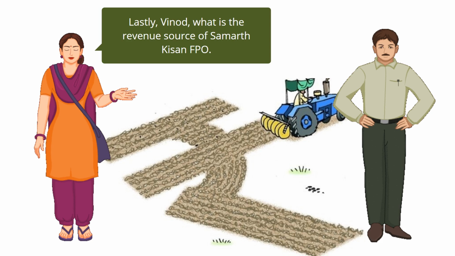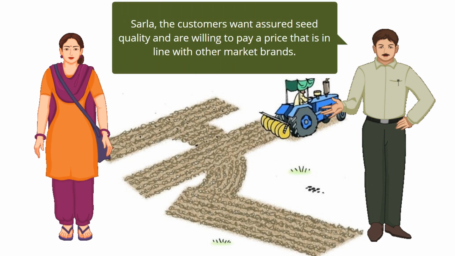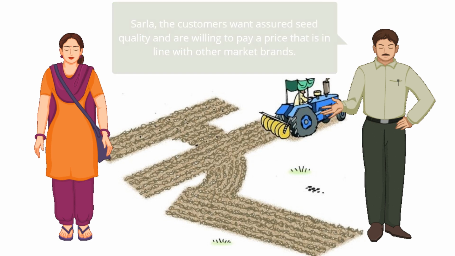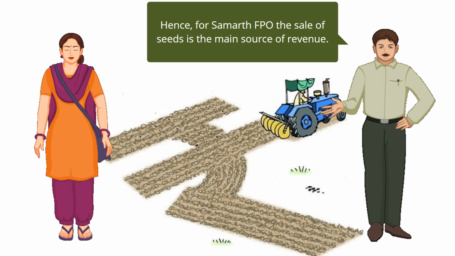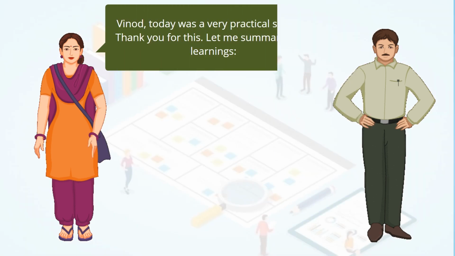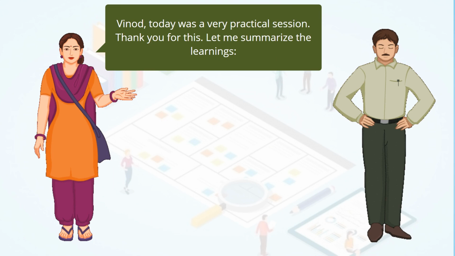Lastly, Vinod, what is the revenue source of Samarth Kisan FPO? Sarla, the customers want assured seed quality and are willing to pay a price that is in line with other market brands. Hence, for Samarth FPO, the sale of seeds is the main source of revenue. Vinod, today was a very practical session. Thank you for this. Let me summarize the learnings.